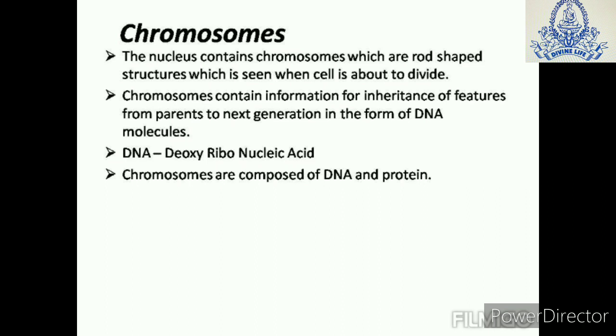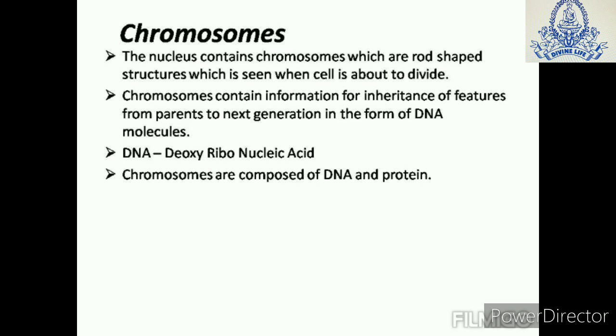The nucleus contains chromosomes, which are rod-shaped structures that can be seen when the cell is about to divide. Now, these chromosomes contain the information for the inheritance of features from the parents to the next generation, and that is also in the form of DNA molecules. Inheritance means that which is inherited or passed on. Here it is a process by which characteristics are passed on from the parents to the next generation. That is why, take for example your family, they tend to have similar features. The full form of DNA.